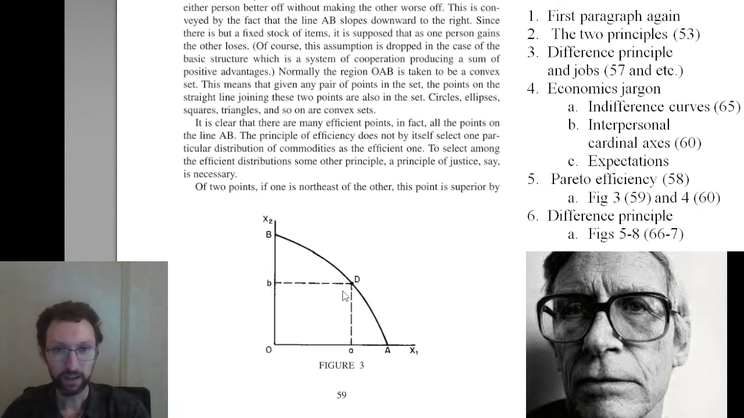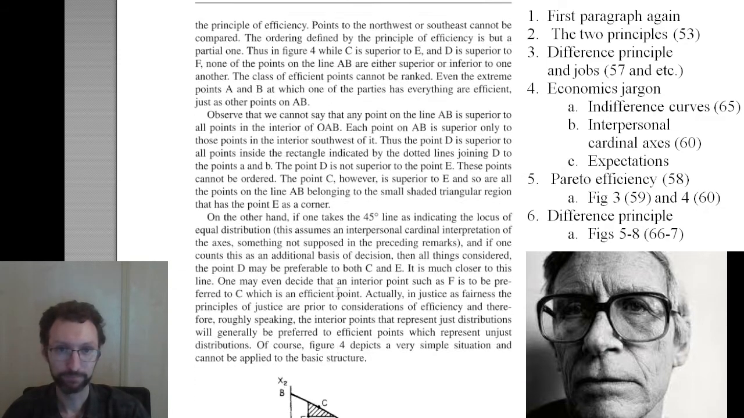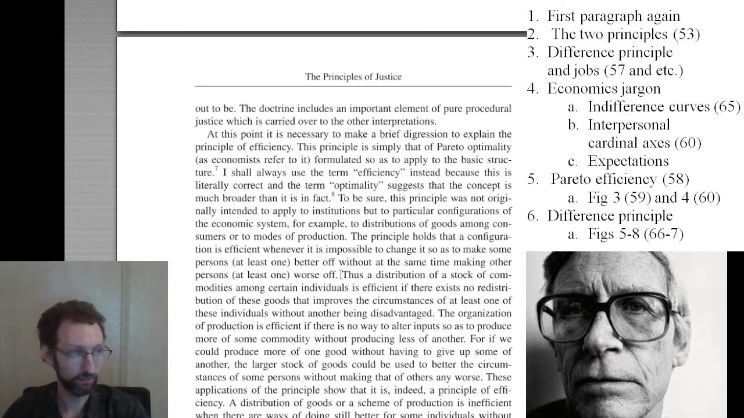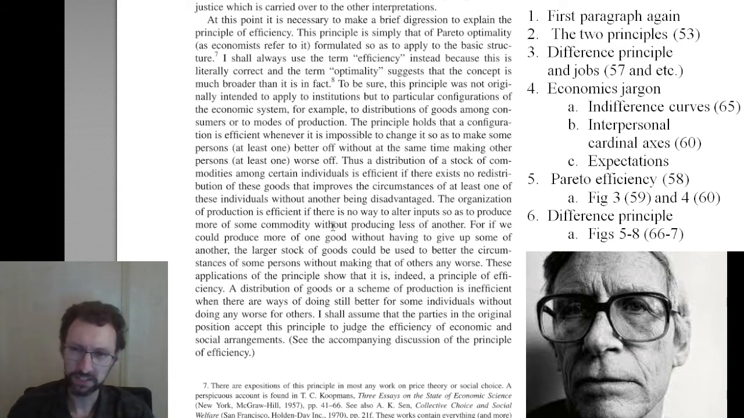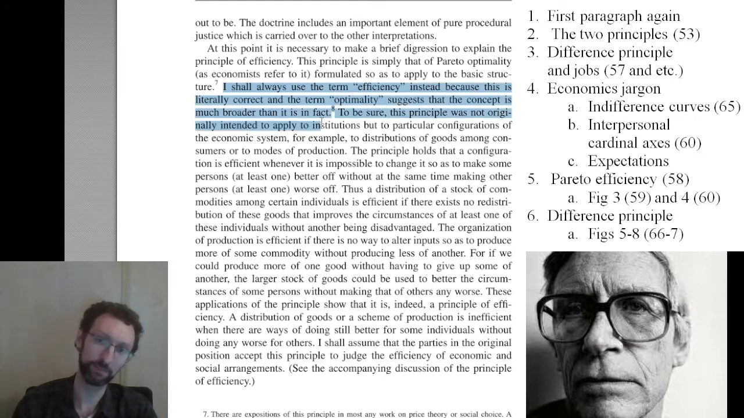So those are expectations. Those are predictions of what's going to happen. The last point is Pareto efficiency, or Pareto optimality. So Rawls explains Pareto optimality, Pareto efficiency, but I'm also going to explain it just because sometimes it helps to have things explained twice. So he said he's called Pareto optimality. I shall always use the term efficiency, and he explains why it doesn't matter. We're just going to call it Pareto efficiency or Pareto optimality, whatever.